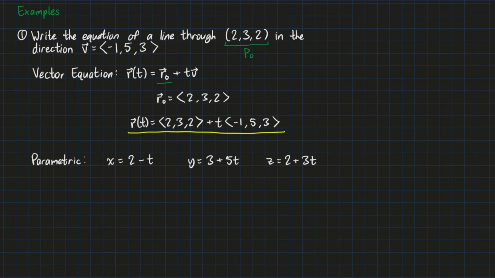And then we can also write it in symmetric form. We're isolating each equation to solve for t. X minus 2 divided by negative 1 equals y minus 3 divided by 5 equals z minus 2 divided by 3 equals t.